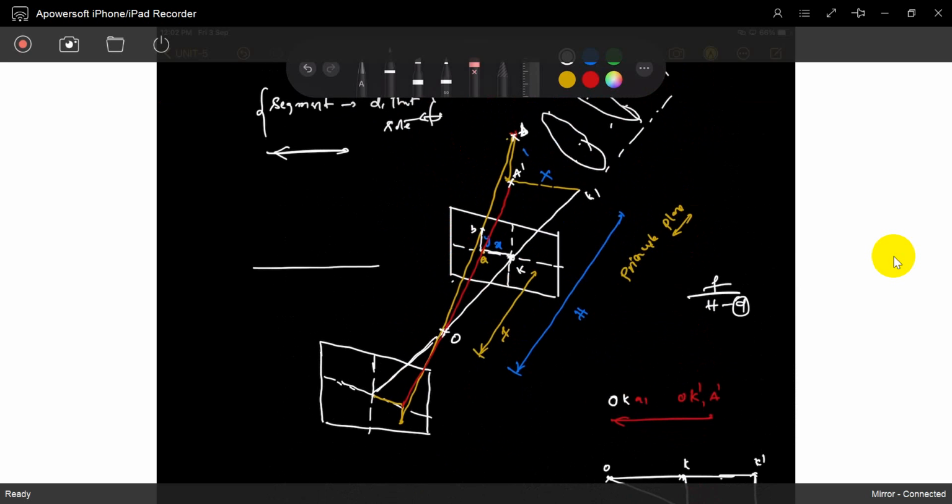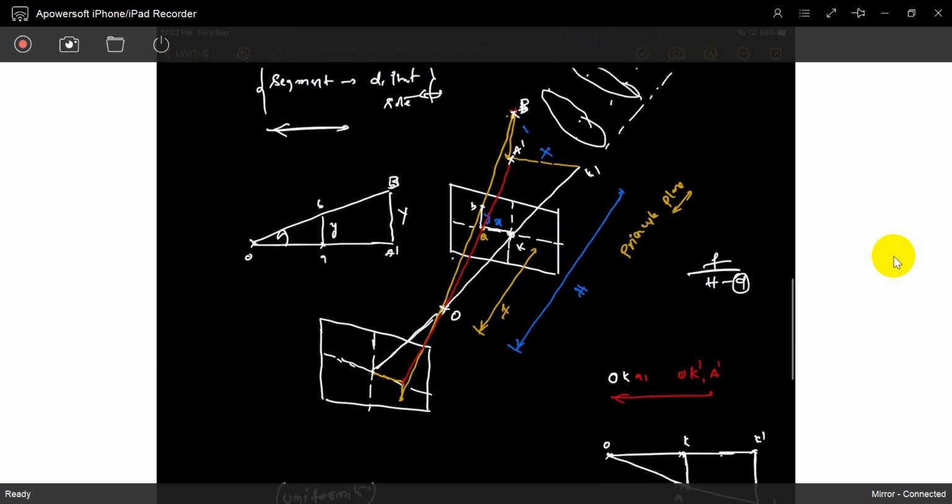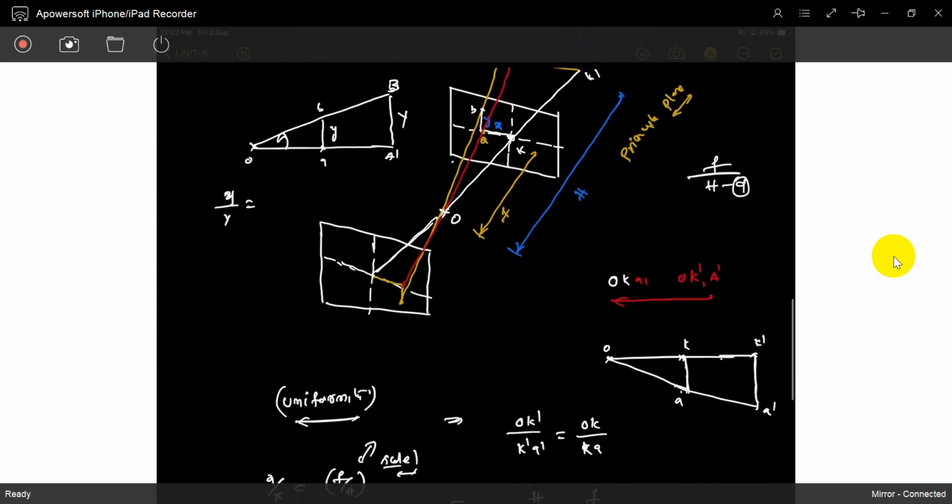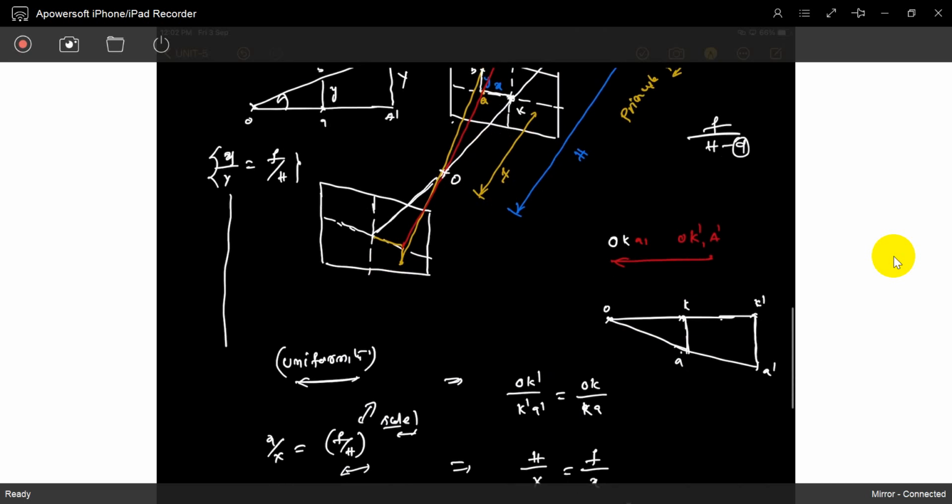Similarly, you can consider the vertical scale also. See, if this is C, that is O, that is A, that is A dash. In the vertical scale, it's a capital B, and you will get this as a small y. You will get the same thing: small y by capital Y is equal to f by h. That's it, na?